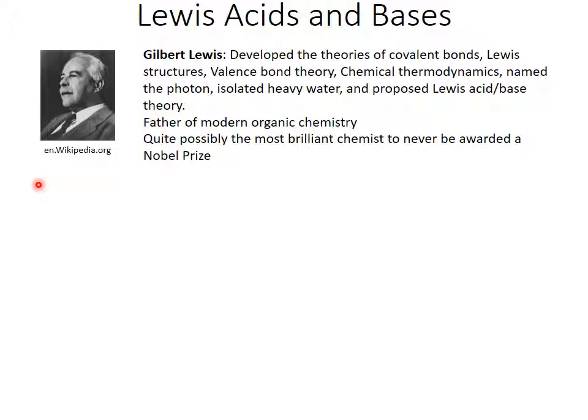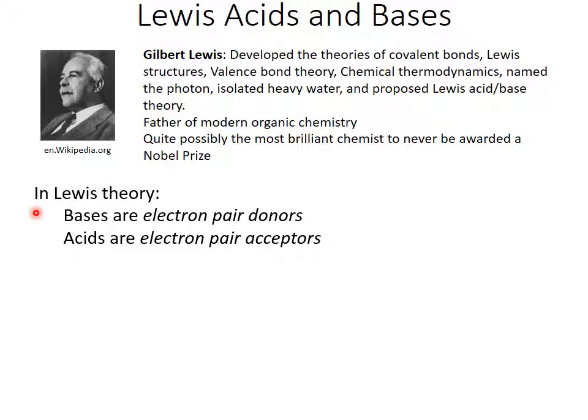Let's take a look at his theory of acids and bases. In Lewis theory, bases are electron pair donors and acids are electron pair acceptors. We've now moved from talking about proton donation and acceptance, as we did in Brønsted-Lowry, to talking about electron pairs. This opens up a lot of new possibilities for us. Let's look back at that reaction again.